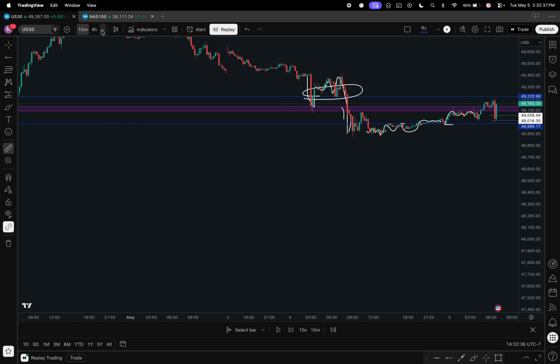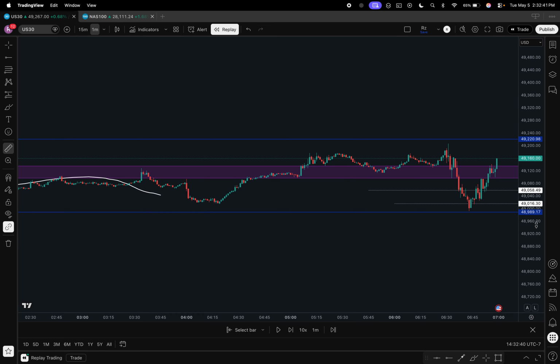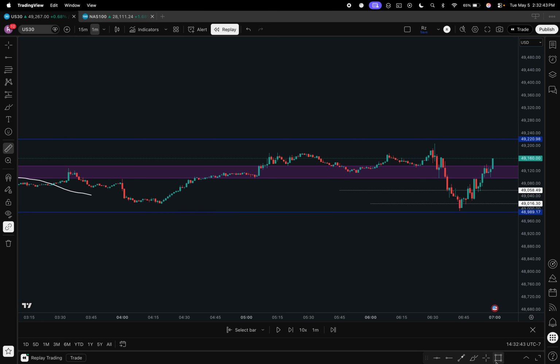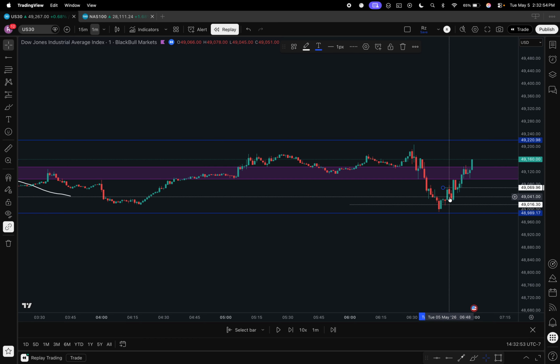She maybe on the 1 minute perhaps. Yeah, you can see it. Literally, this one was right here. It was that fucking wick. So as soon as we got in, as soon as I got in, it literally came back down.